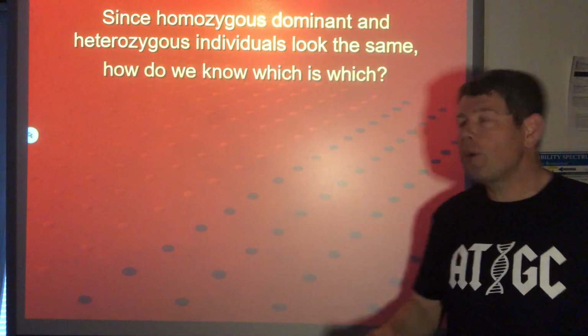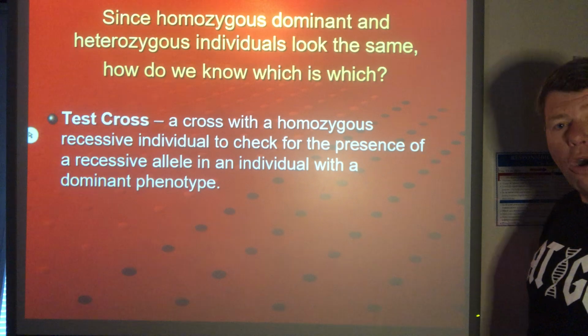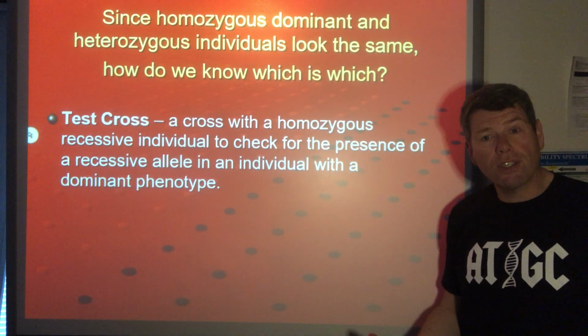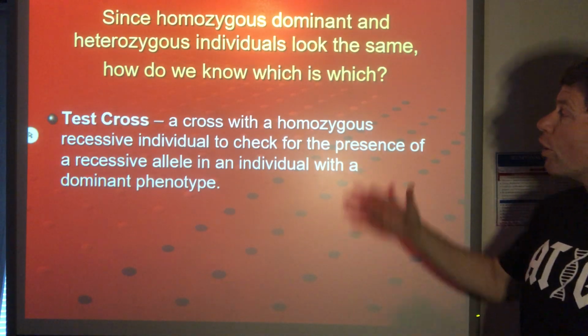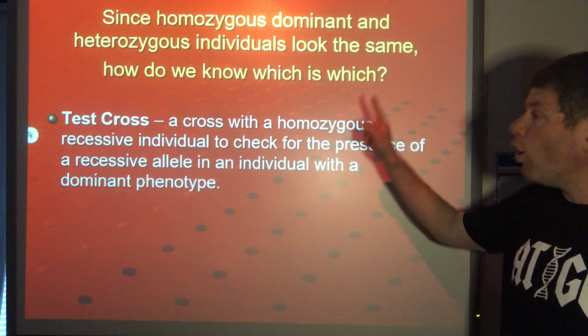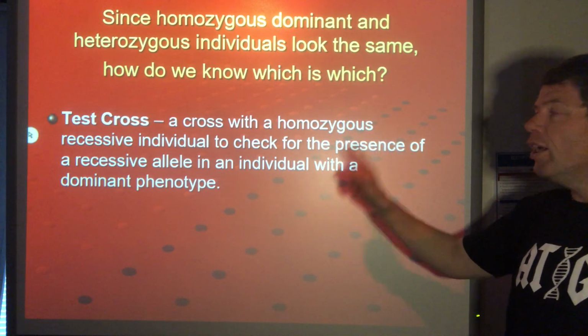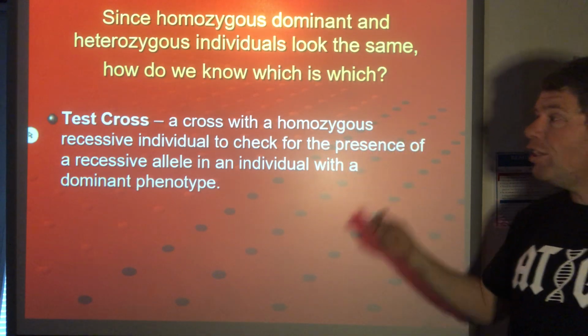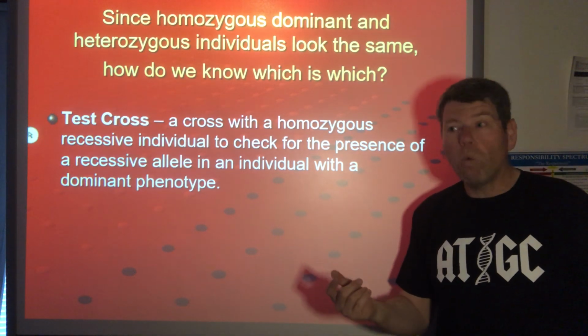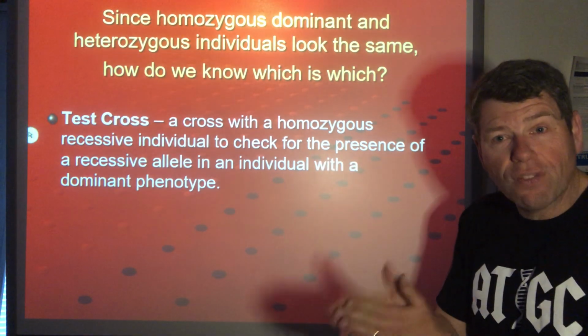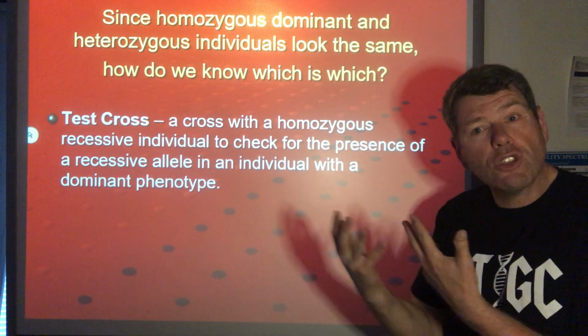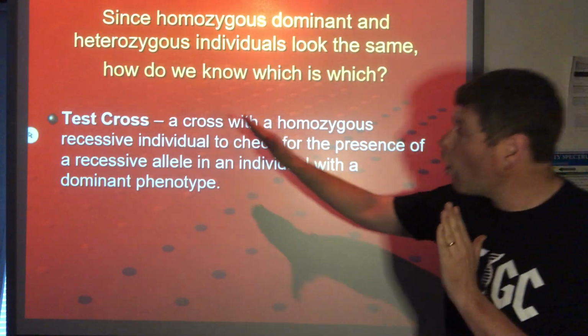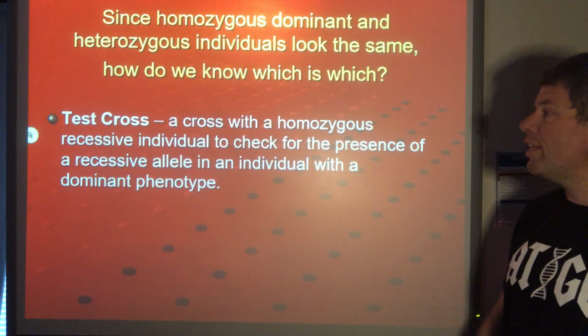Remember, I talked about this before. We know because we could do a test cross. Test crosses are crosses with a homozygous recessive individual. So guys, that's really important to remember. If you're going to do a test cross to figure out the genotype of something with the dominant trait, you always do a test cross with a homozygous recessive individual.